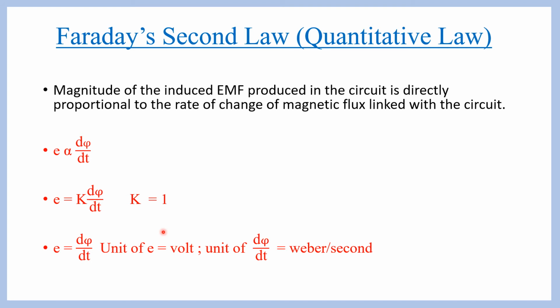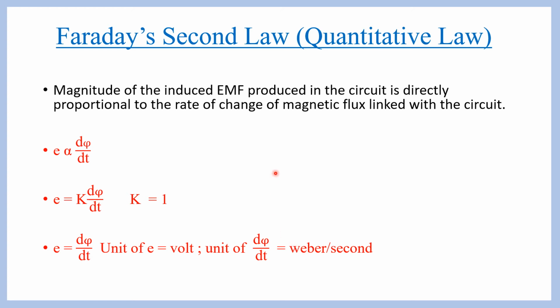And what is the unit in which E is measured? E is the EMF, and therefore it is measured in volt. And what is the unit of rate of change of flux? Flux is measured in the unit Weber and time is measured in seconds. So the unit of d phi by dt will be Weber per second. That is the statement of Faraday's second law.